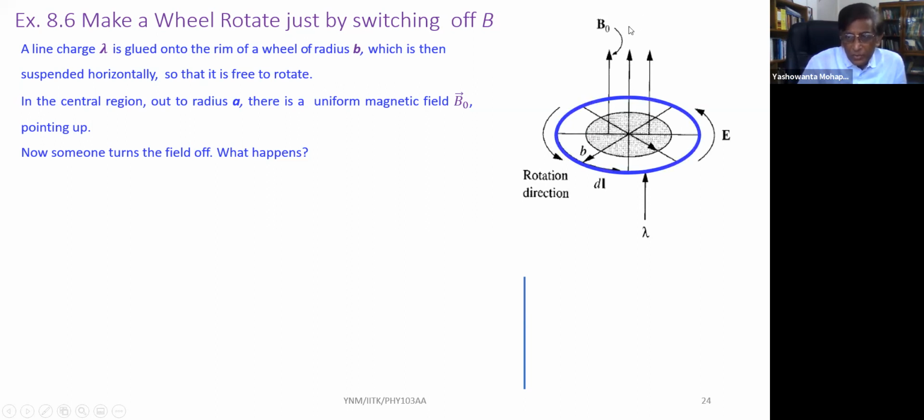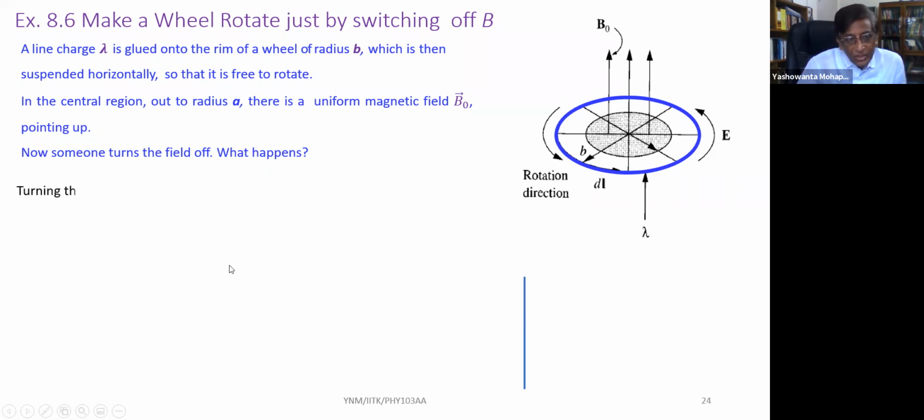So this is suspended by a wire, let's say, and horizontal, and the magnetic field is only till a. Okay, so the rim of the wheel is much larger out, so this does not cross the magnetic field at all. Okay, so if you switch off the field, what you would see is that the rim, if it is free to rotate, will rotate in this direction.